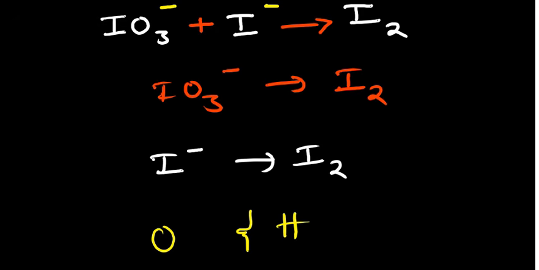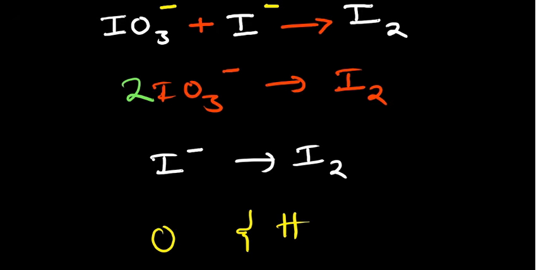So I'll start with the first half reaction, which is this one. Observing the only other atom we have besides oxygen and hydrogen, we have iodine. We have 2 on the right hand side and 1 on the left, so we add a 2 on our left hand side. So we've balanced the number of iodine atoms.